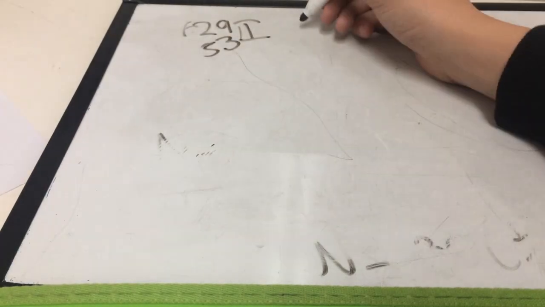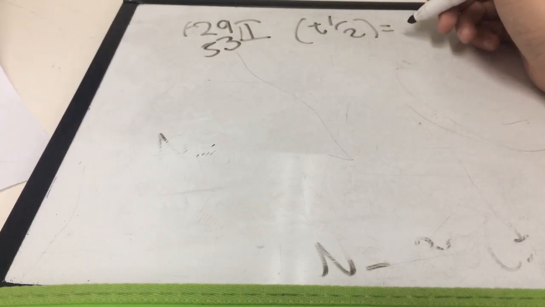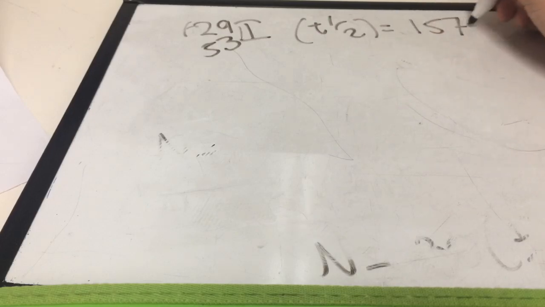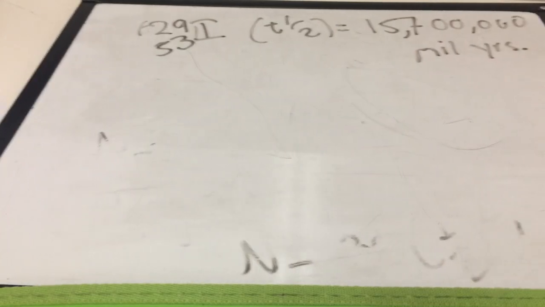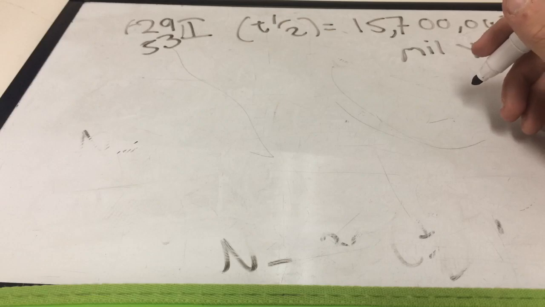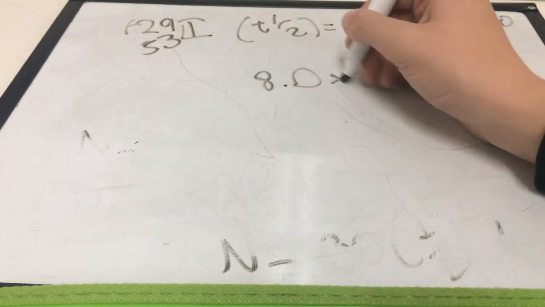And that has a half-life of, a bit smaller, but still not greatly, 15.7 million years. So 15,700,000 years. Now, we've been told that we have 8 billion atoms. So this time it's not in grams, it's in atoms.